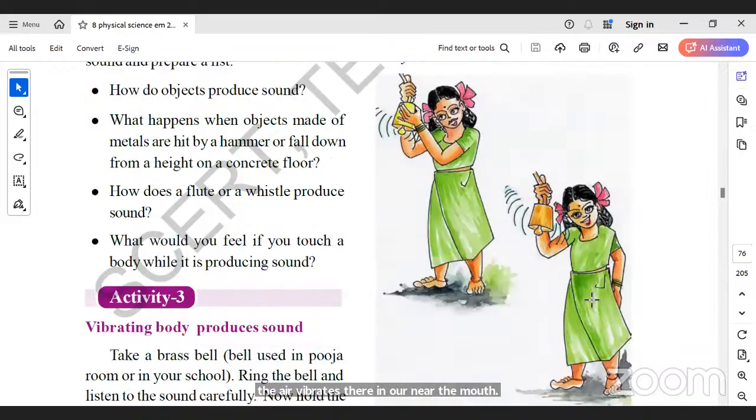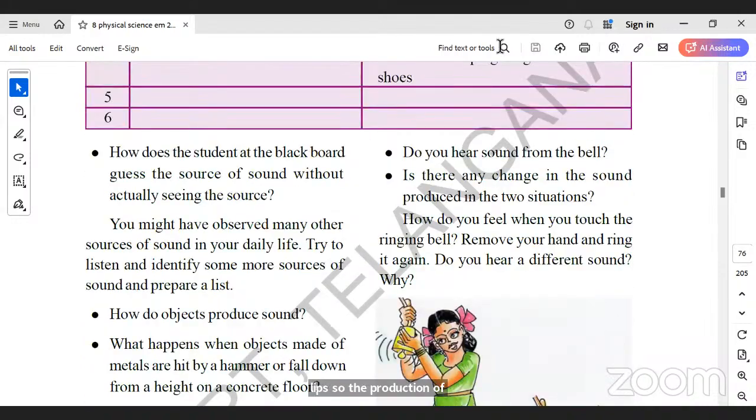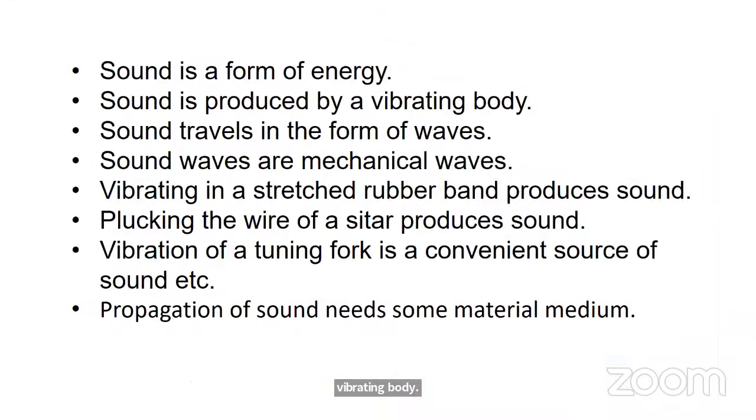So the production of sound, the basic reason, how the sound is produced: sound is produced by a vibrating body. So now let us try to understand this. I have a PPT, I'll try to show you.